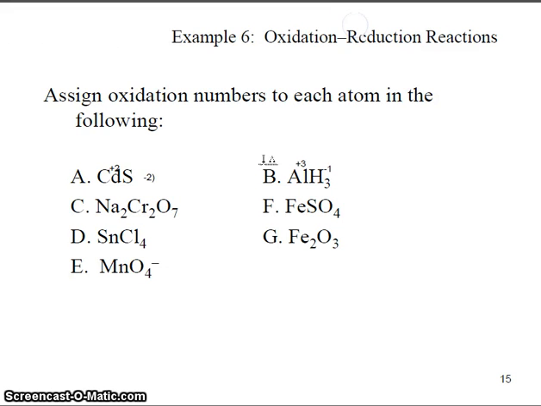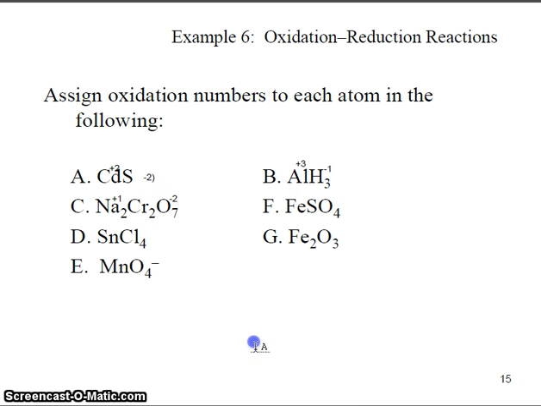Okay, continuing on. So we were looking at the sodium dichromate, and you can perhaps see that sodium, which is group 1, will always be present as an Na plus. So Na plus is going to be plus 1. And if we know that, and we know that oxygen is going to be negative 2.